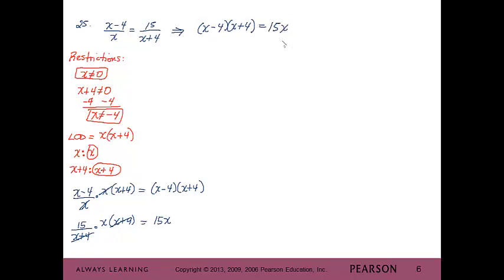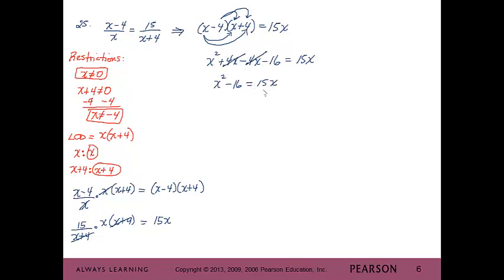So now we need to solve for x, so let's go ahead and distribute by foiling. So it's going to be x times x, and then x times 4, and then negative 4 times x, and negative 4 times 4. And that's going to become x squared plus 4x minus 4x minus 16 equals 15x. Let's combine our like terms, and we'll have x squared minus 16 equals 15x.